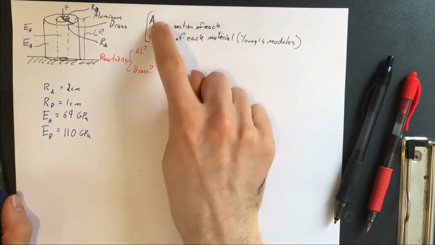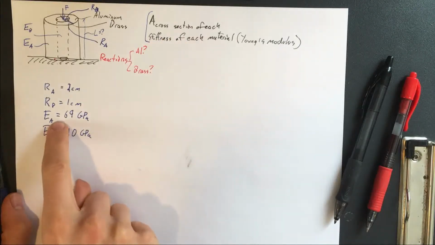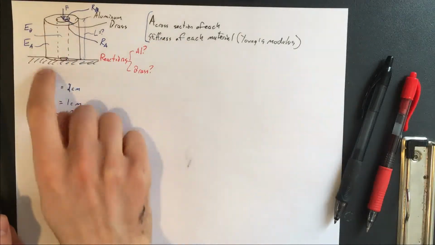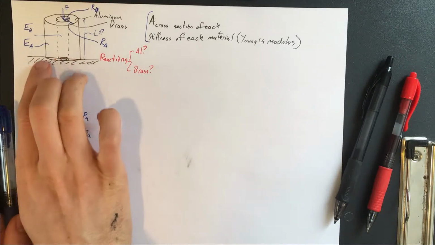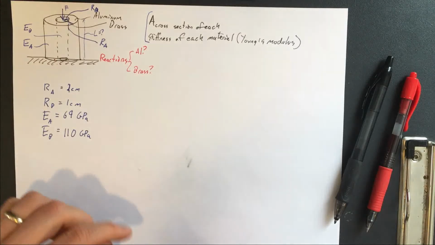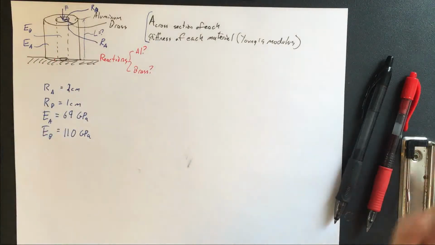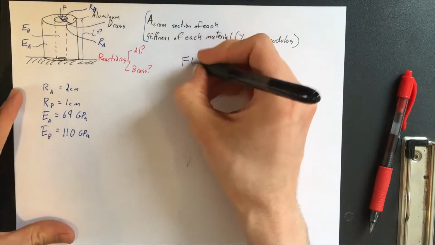We anticipate that cross-sectional areas, which are of course related to the radii, and the stiffnesses of the material will affect the reaction forces, the part of the reaction force that's applied to the brass and the part of the reaction force that's applied to the aluminum. So, if we're interested in reaction forces, we probably should start by drawing a free body diagram.